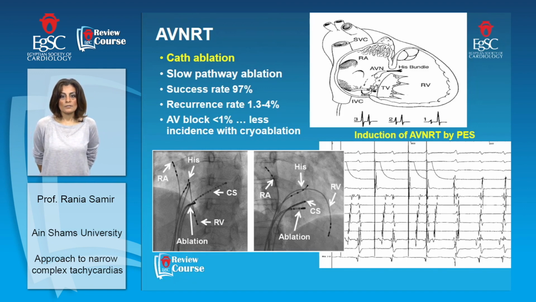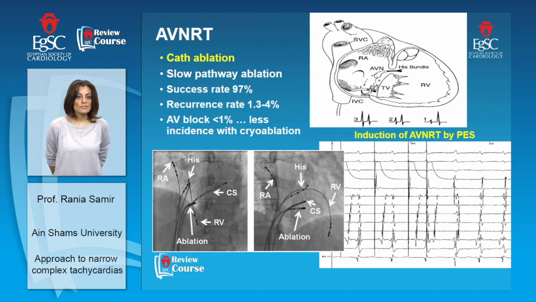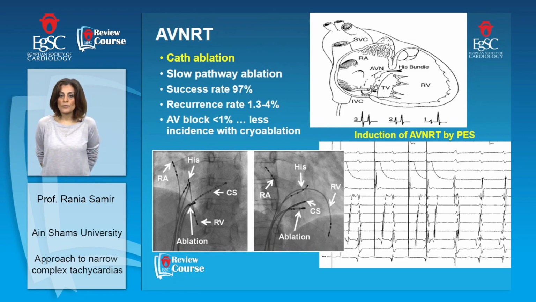As far as long-term management of AV nodal reentrant tachycardia, the treatment of choice for patients with recurrent symptomatic AV nodal reentrant tachycardia is catheter ablation with slow pathway ablation. Slow pathway ablation is a very easy technique, and the slow pathway is usually situated at the base of the Koch triangle, which is an imaginary triangle, as we can see here in this upper diagram.